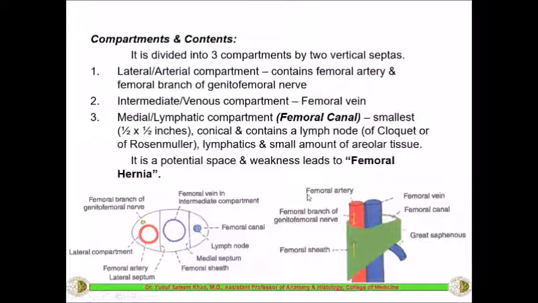So these are the three compartments of this femoral sheath.